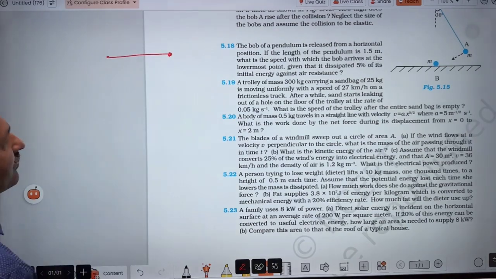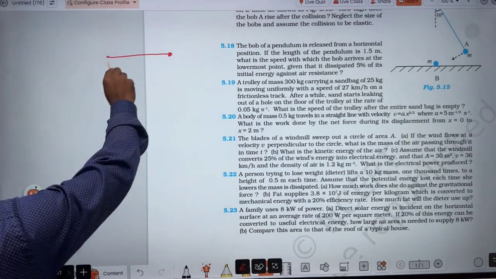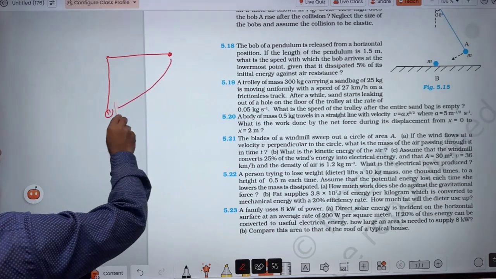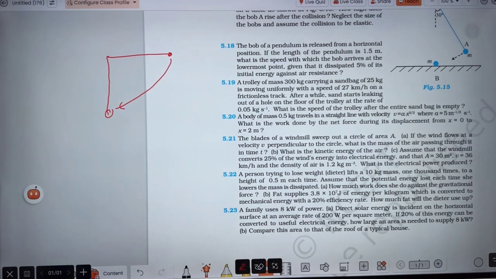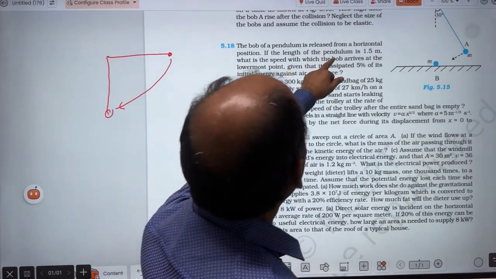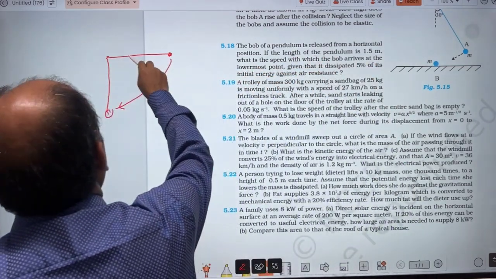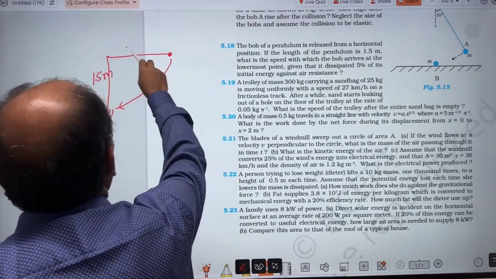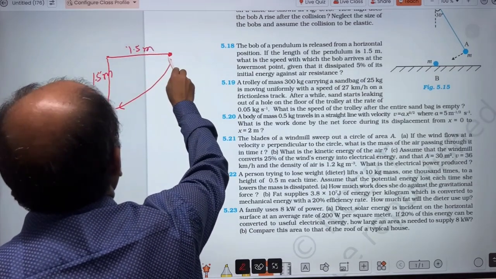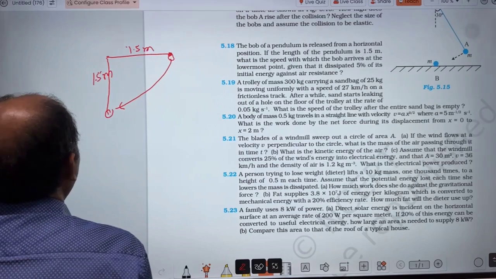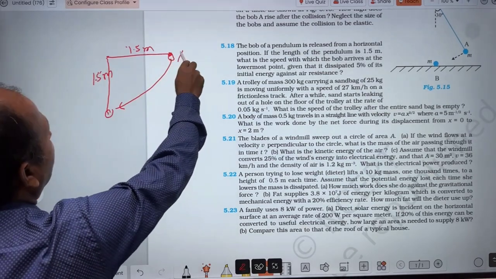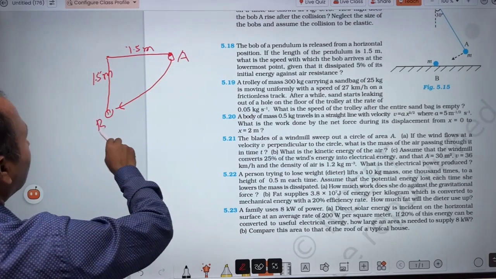This is the initial position and now it will come to this point like this. In our question, the length of the pendulum is given as 1.5 meters. So this is 1.5 meter. This is also 1.5 meter. Now what is happening? Here we are going to apply the energy conservation principle. So we will find the energy at point A and the energy at point B.